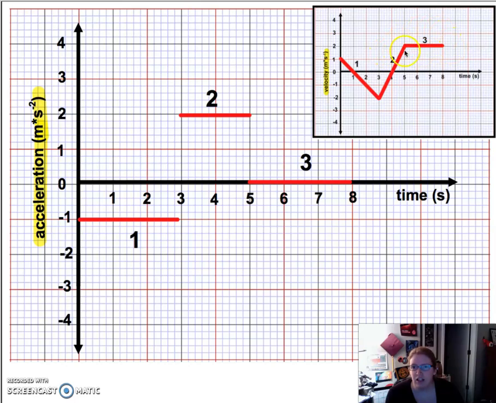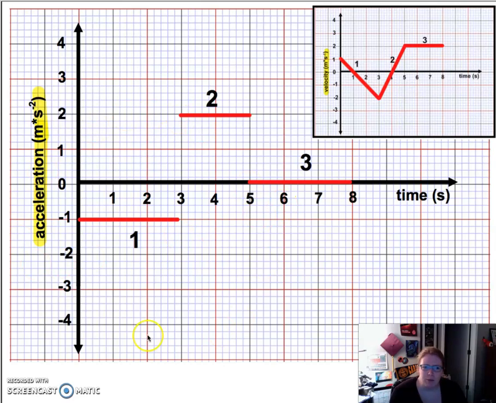And then the last chunk is pretty boring. The velocity is constant. It's just staying at the same velocity the whole time, the same positive 2 meters per second the whole time, which means that the slope of this chunk is 0 meters per second squared, or an acceleration of 0 meters per second squared. It's telling us we're not speeding up at all.